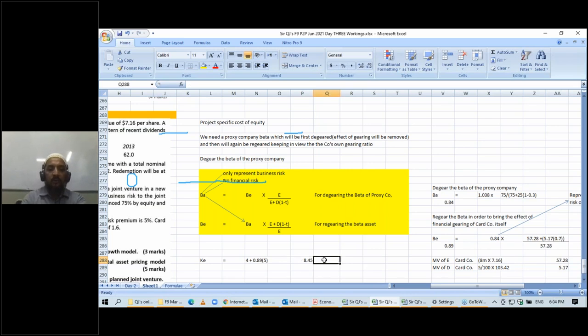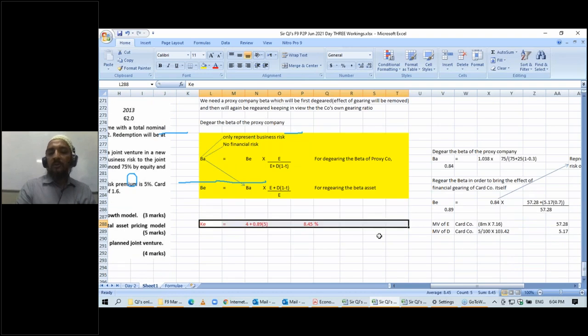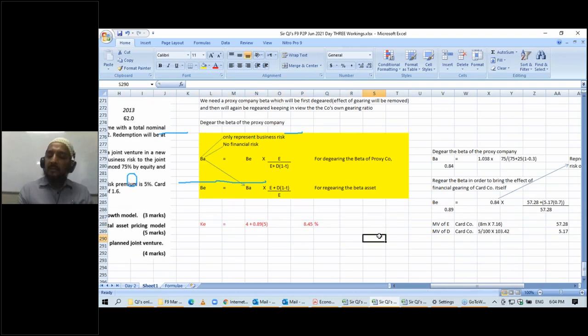So this is how we calculate the project specific beta or the risk adjusted beta, and the cost of equity, project specific cost of equity. Now if you can have some workings further on it by putting in the cost of debt by IRR and cost of preference shares, you may be required to calculate the WACC also in this case, but over here you have to calculate the cost of equity. That's all.